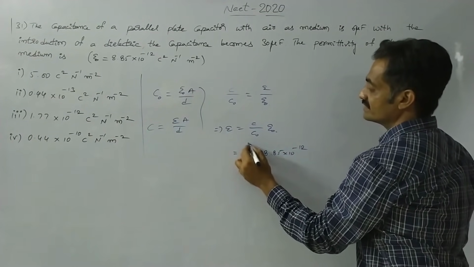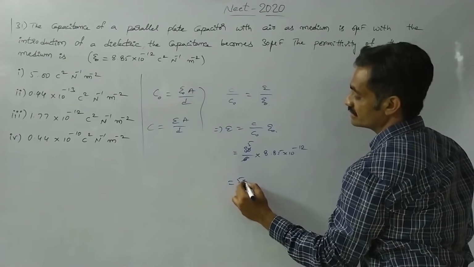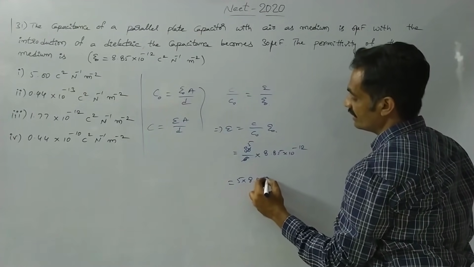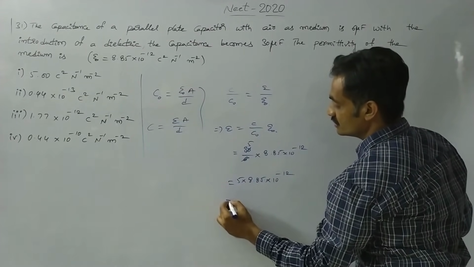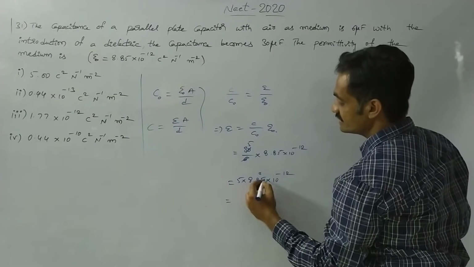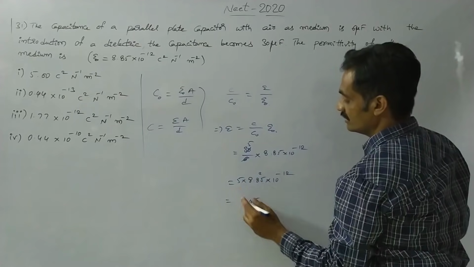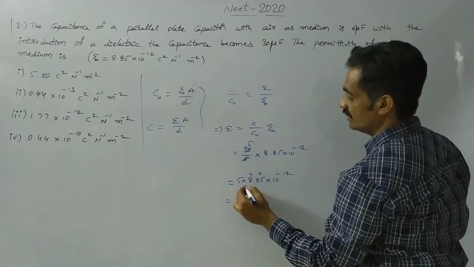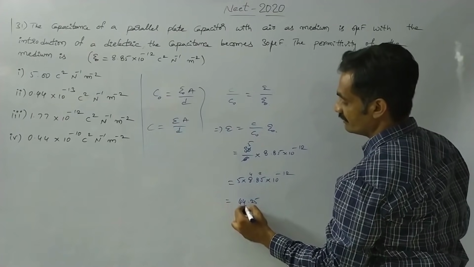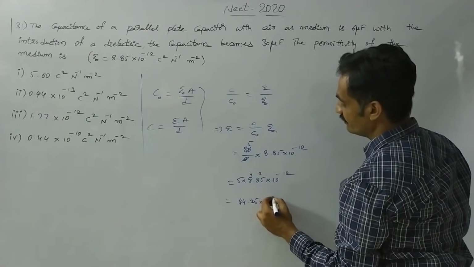So we know that 5 6s are 30. Based on that, we can write it as 5 into 8.85 into 10 to the power of -12. We know that 5 5s are 25, 2 5 8s are 40. So we have 2, next 4 5 8s are 40. So we have 44.25 into 10 to the power of -2.